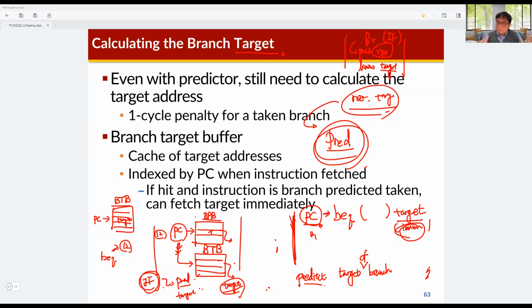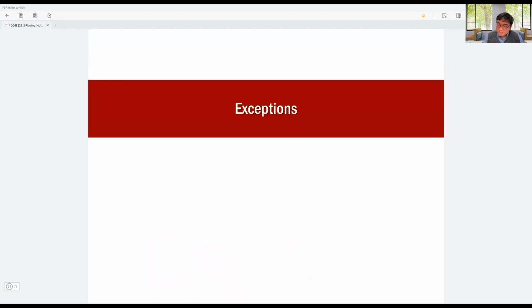Until here, we learned about the pipeline architecture and how to build the basic pipeline architecture and control signals. And then we learned how to handle hazards like data hazard and control hazard. So these are required for handling normal instructions or normal behavior of our code. But our processor also needs to support exceptions. So what is an exception?